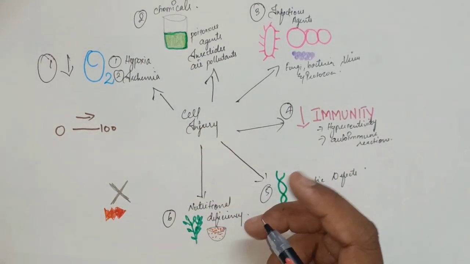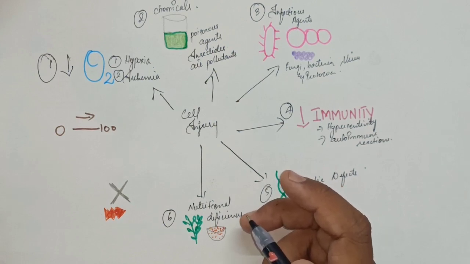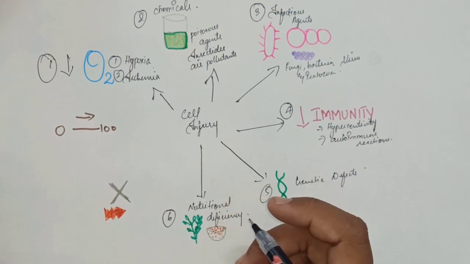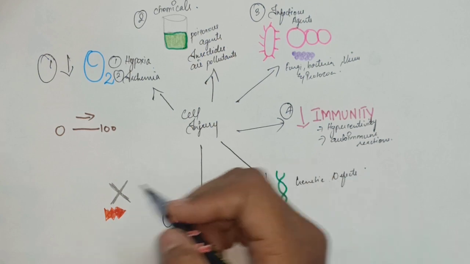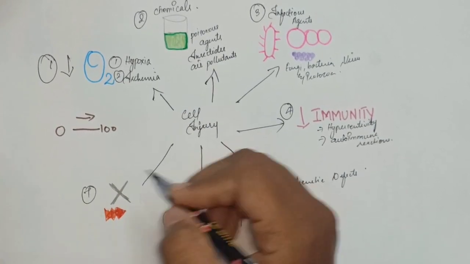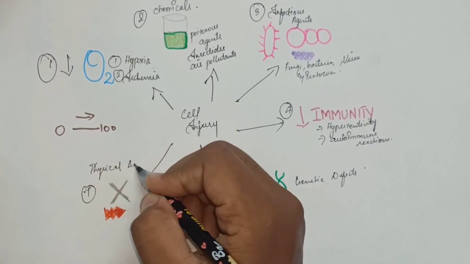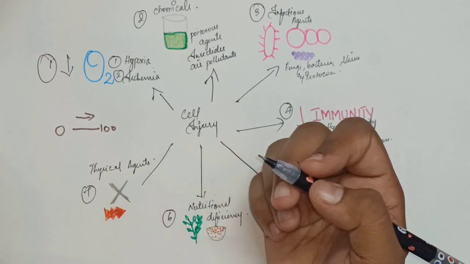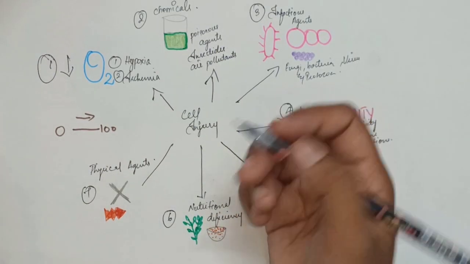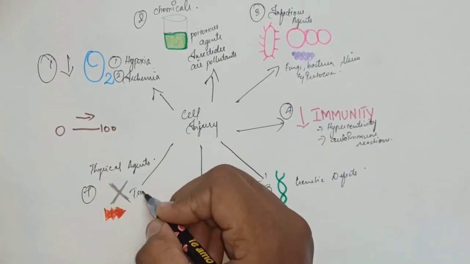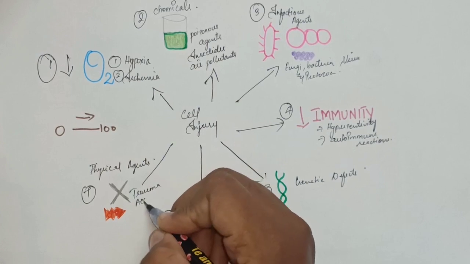Seventh reason is nothing but the physical agents. Physical agents may be like anything that includes trauma, shock, radiation, anything. Okay, so the seventh reason is your physical agents. Trauma, shock, radiation, accident, anything may cause an injury to the cell, right?